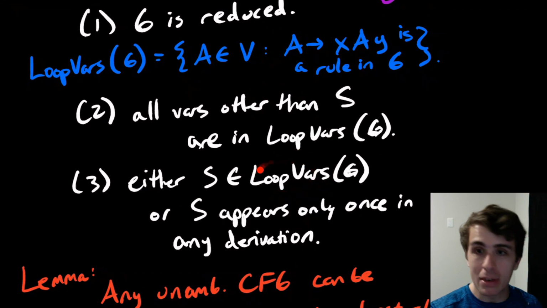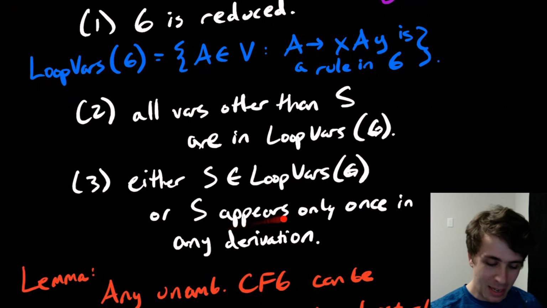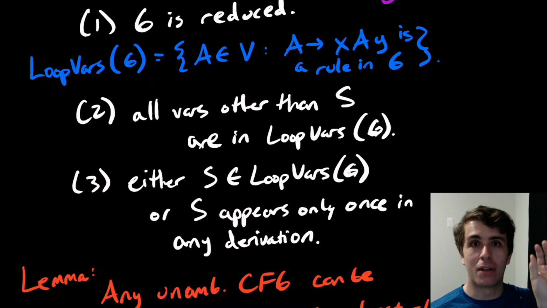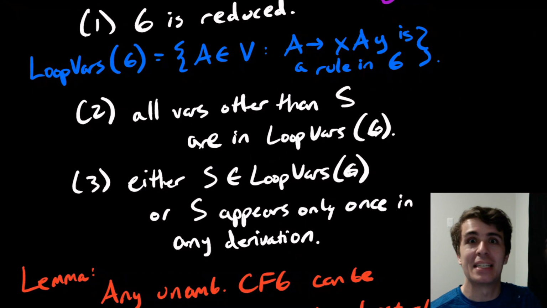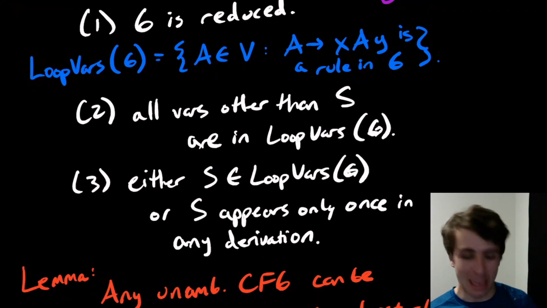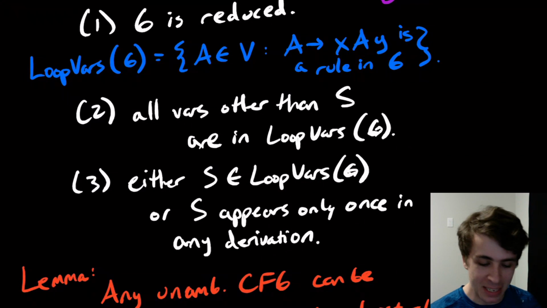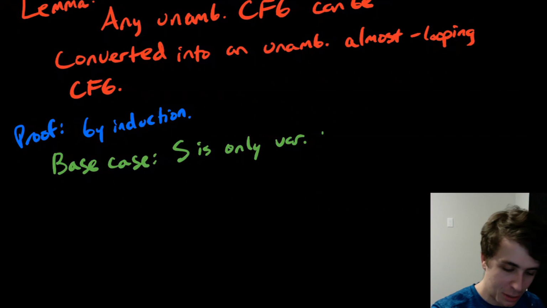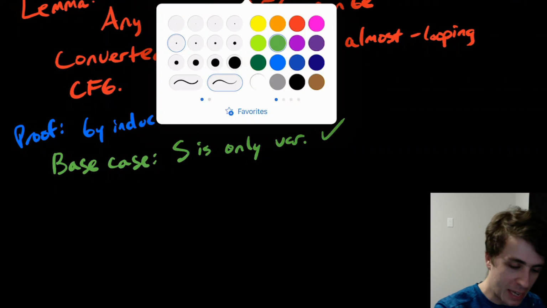And it's either in loop vars or it appears only once, in which case it would only have terminals on the right-hand side because S is the only variable. So if it had a variable on the right-hand side, it would satisfy this first one, and if it didn't, it would satisfy this one. So that's pretty clear. So what about the inductive case?